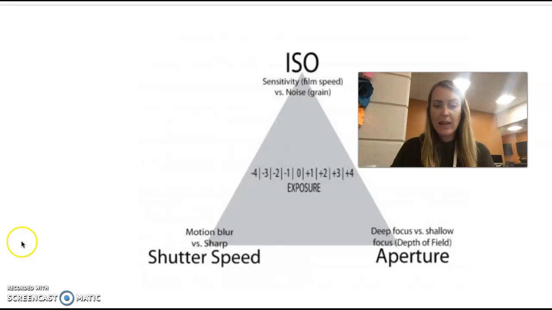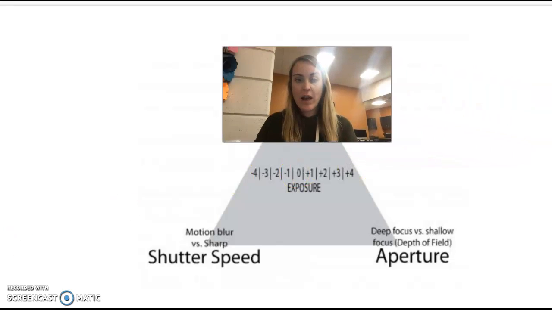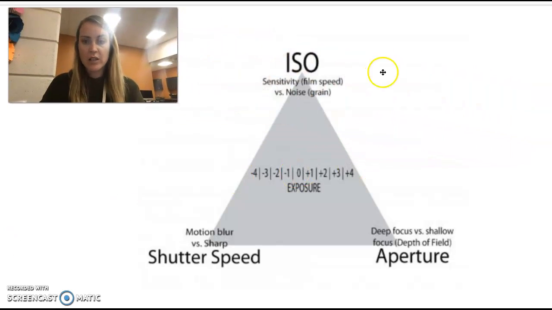Okay, so again, all of this is summarized in what we call our exposure triangle. ISO is our light sensitivity, and it affects the grain in our photographs. Shutter speed affects motion blur versus sharp, and then aperture affects our depth of field, sharp, blurry, or deep, shallow or deep.